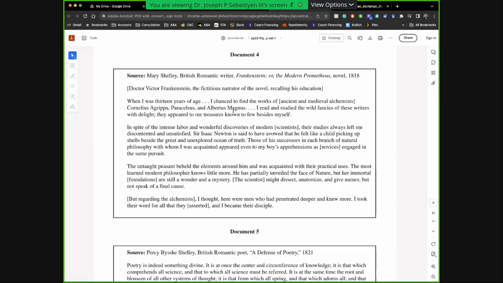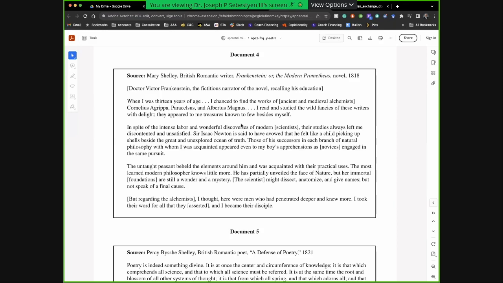Sir Isaac Newton is said to have avowed that he felt like a child picking up shells beside the greater and unexplored ocean of truth. Those of his successors in each branch of natural philosophy with whom I was acquainted appeared, even to my boy's apprehension, as novices engaged in the same pursuit. The untaught peasant beheld the elements around him and was acquainted with their practical uses. The most learned philosopher knows little more. He has partially unveiled the face of nature, but her immortal foundations are still a wonder and a mystery. The scientist might dissect, atomize, and give names, but not speak of a final cause. But regardless, the alchemists, I thought, here were men who had penetrated deeper and knew more. I took their word for what they had asserted, and became their disciple.